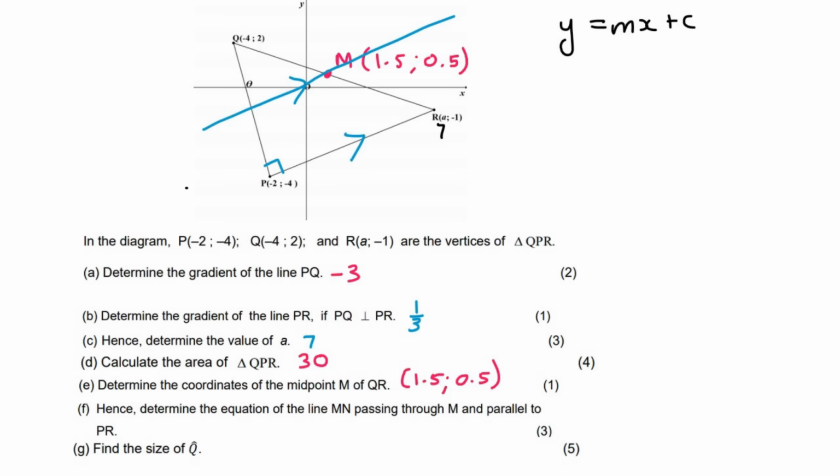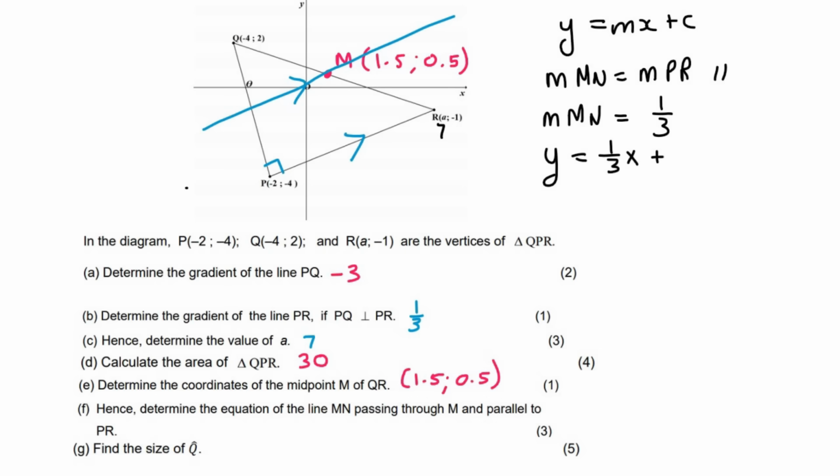Now remember that when two lines are parallel, they have the same gradient. So the gradient of mn would be the same as the gradient of pr, because they are parallel. So the gradient of MN is going to be a third. Remember, we worked out a third earlier. So we can then say y is equal to a third x plus c.